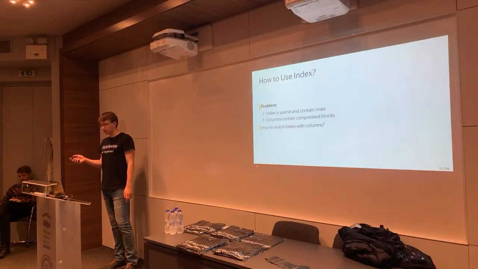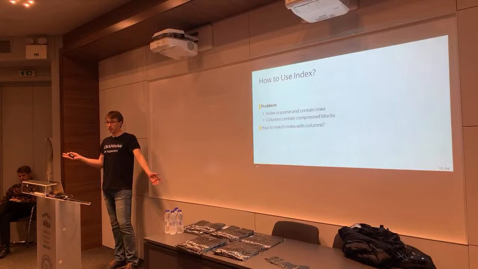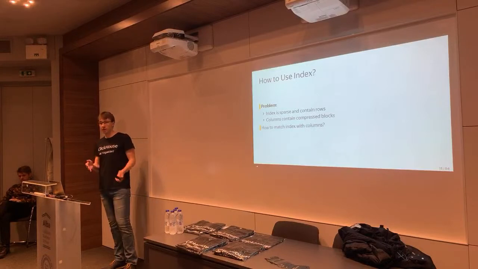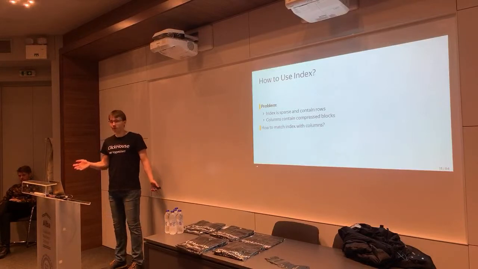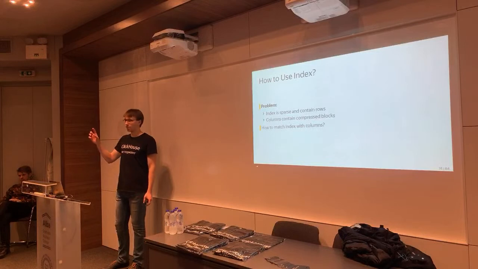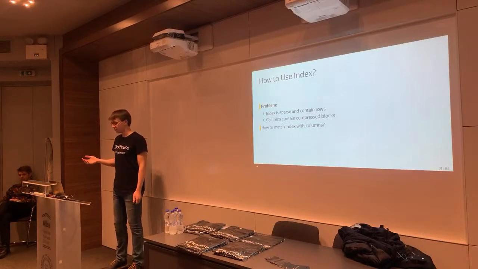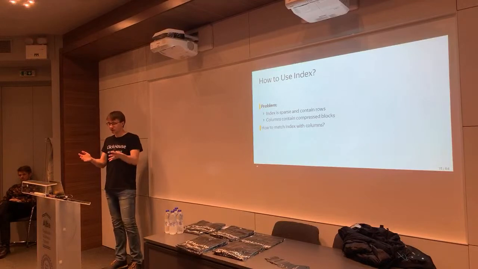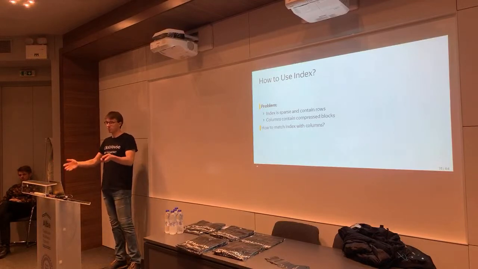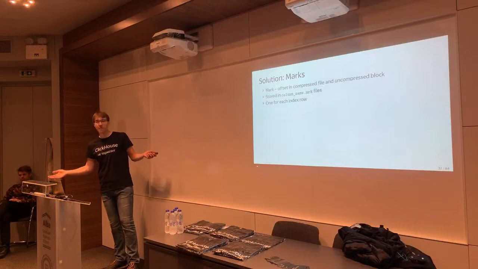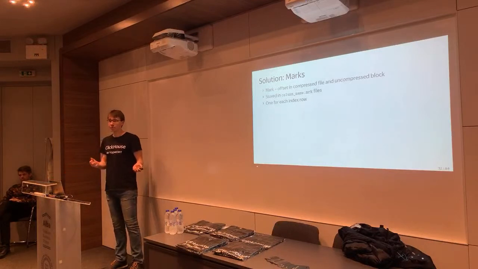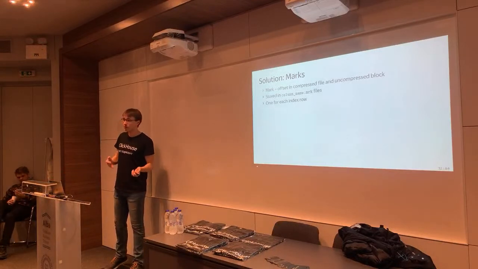But now we have a problem, actually. We have a sparse index, which contains just values of our primary key, and we have our columns, which are compressed block by block, stacked one on each other. So how can we match our index with our columns? It is not obvious. But that's why we have two files for each column, not only one. And the solution is quite simple.